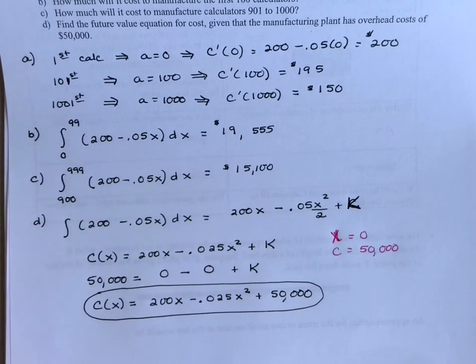All right, so rate of change, net change, future value are the concepts in this area, and that brings us to the end of 6.1.